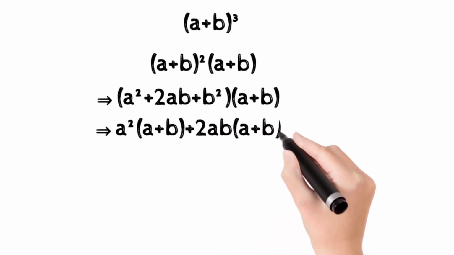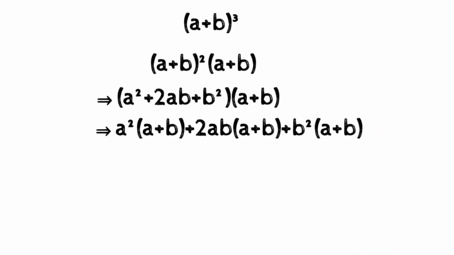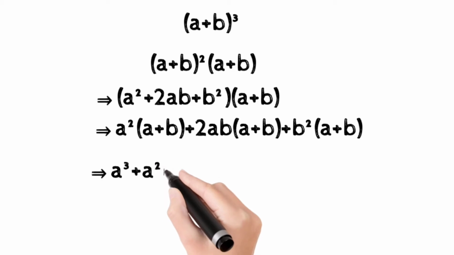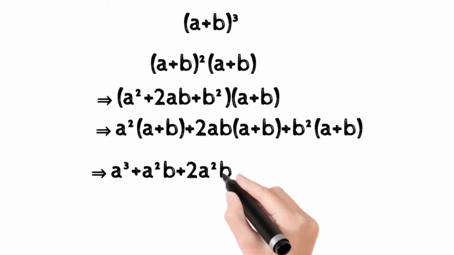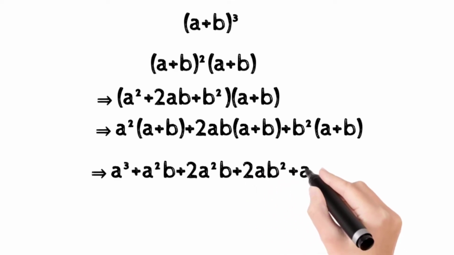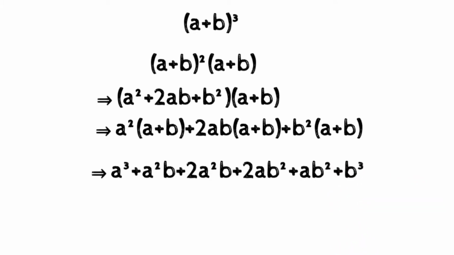So we will multiply a square with (a plus b), plus 2ab with (a plus b), and plus b square with (a plus b). When you multiply a square with (a plus b), it will be equal to a cube plus a square b. And when you multiply 2ab with (a plus b), it will be 2a square b plus 2ab square. And b square with (a plus b) becomes ab square plus b cube.